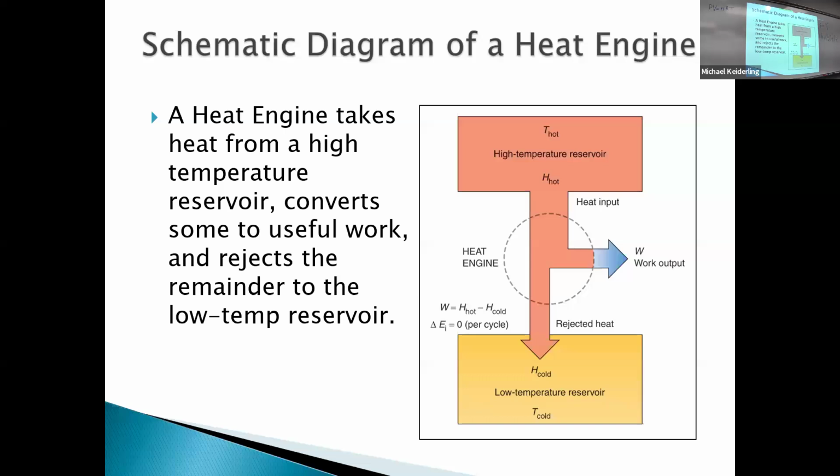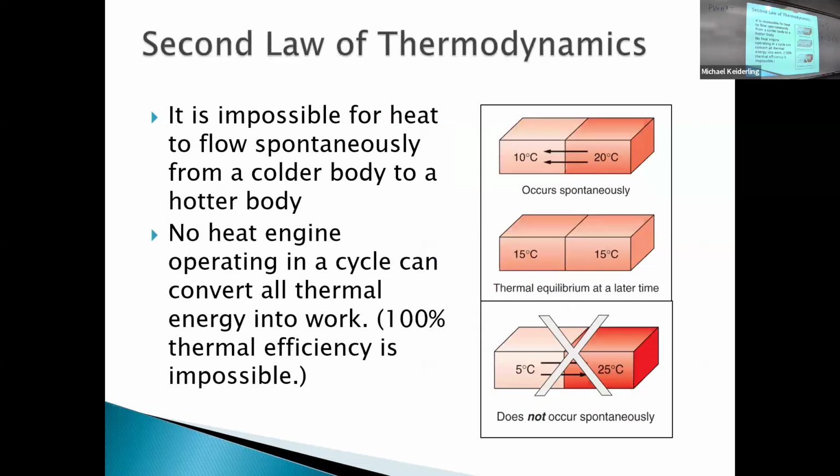And that is related to the second law of thermodynamics, which is tied to the idea that it's impossible for heat to flow spontaneously from a colder body to a hotter body, and then it's sort of a maximum efficiency to heat engines. So no heat engine operating in a cycle can convert all thermal energy to work. 100% thermal efficiency is impossible. And there's a limit based on the difference in temperature between the high temperature and the low temperature. So you can have spontaneous heat moving from high temperature to a low temperature until you reach thermal equilibrium, but you do not spontaneously have heat moving from low temperature to high temperature.